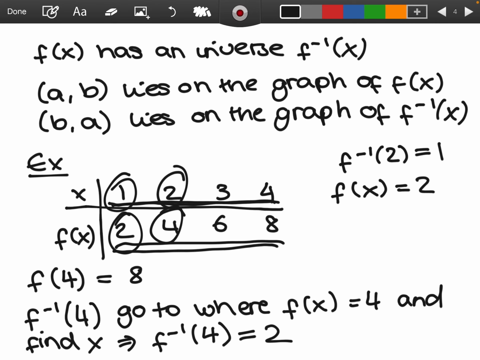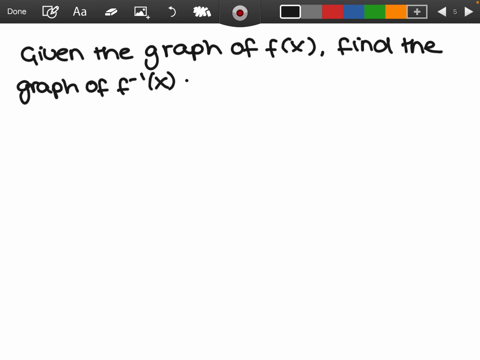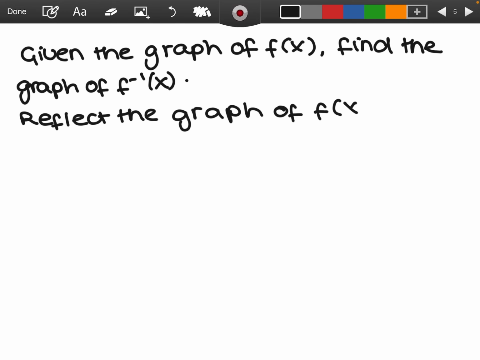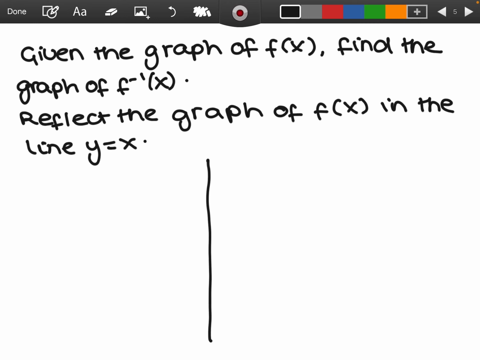That tells me that to find the graph of f inverse, I take my graph of f(x) and I'm going to reflect it and find the mirror image of the graph of f(x) in that line y equals x. And so you're going to take that entire graph and reflect it across that line. Okay? So reflect the graph of f(x) in the line y equals x. So you just treat that line as a mirror.